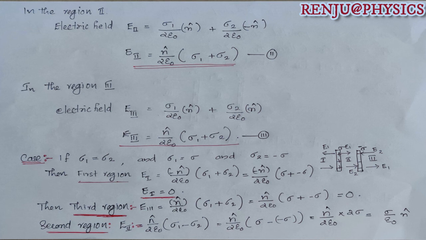Is it clear? Now we are going to consider a case. Here we consider sigma 1 and sigma 2 equal in magnitude, but sigma 1 is taken as sigma and sigma 2 is taken as minus sigma. So the electric field in regions 1, 2 and 3 changes to E1 is equal to 0 and E3 is also 0, but E2 is equal to sigma by epsilon 0 n cap. Okay, is it clear?